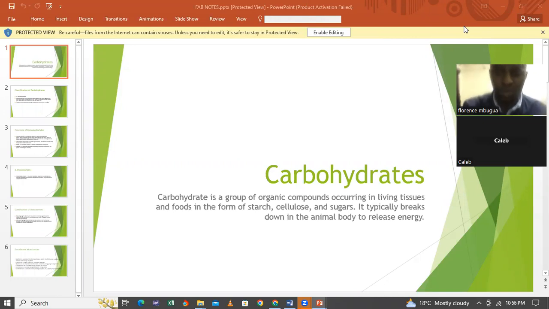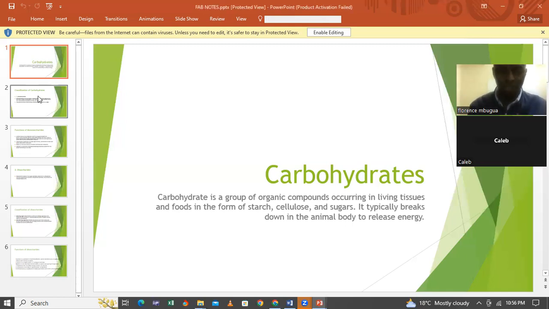Today's topic is about carbohydrates. Under carbohydrates, we shall define the term carbohydrate. Then we shall look at the classification of carbohydrates and the types, and later we shall look at the characteristics. So if we are all ready, then we are good to go. So what is carbohydrate?